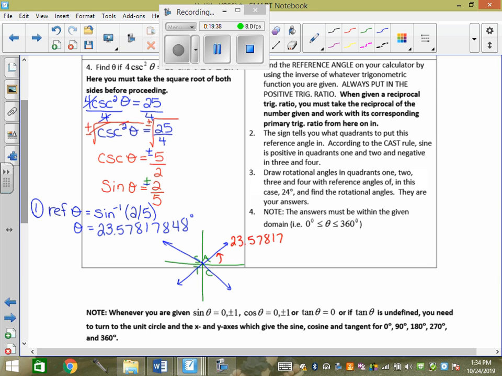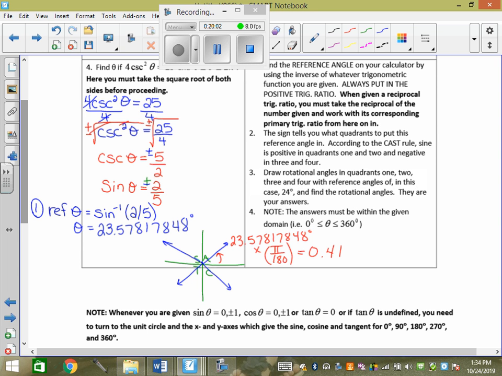And what am I going to have to do, though? Multiply by pi over 180, because degrees to radians, pi on top. So I'm going to get 0.41.